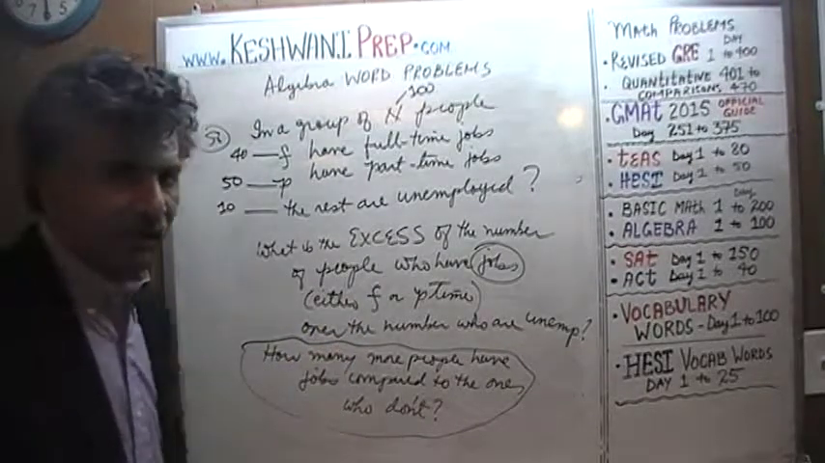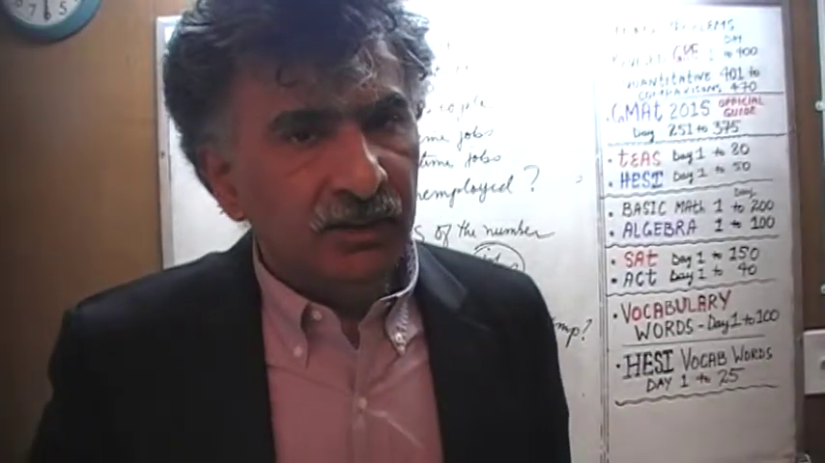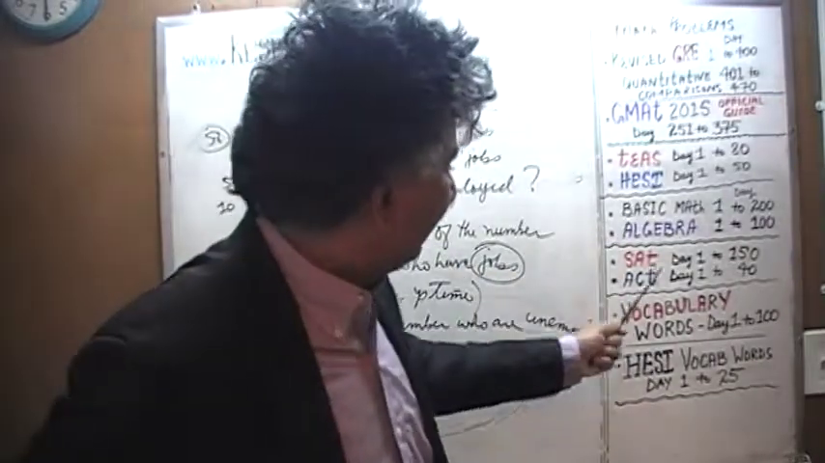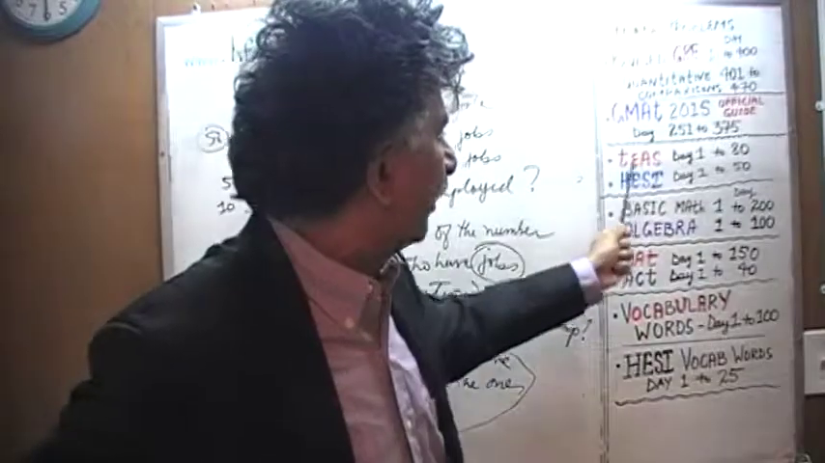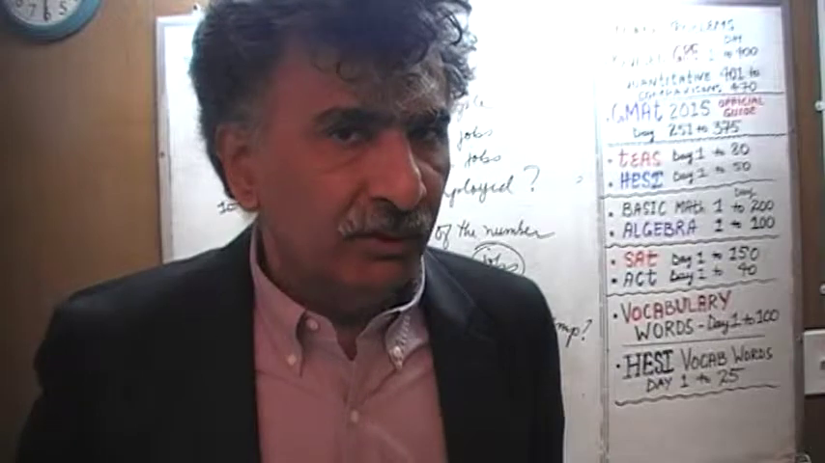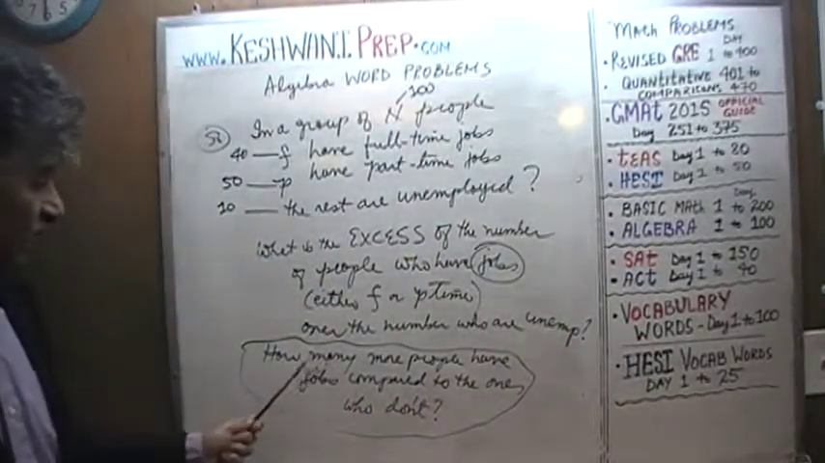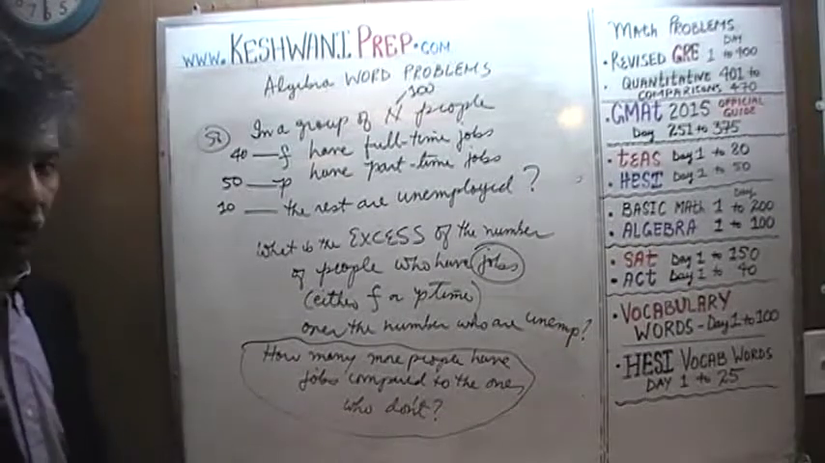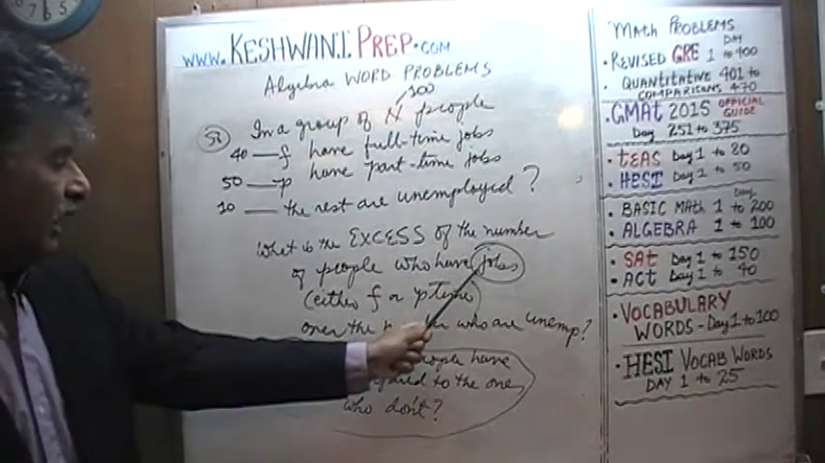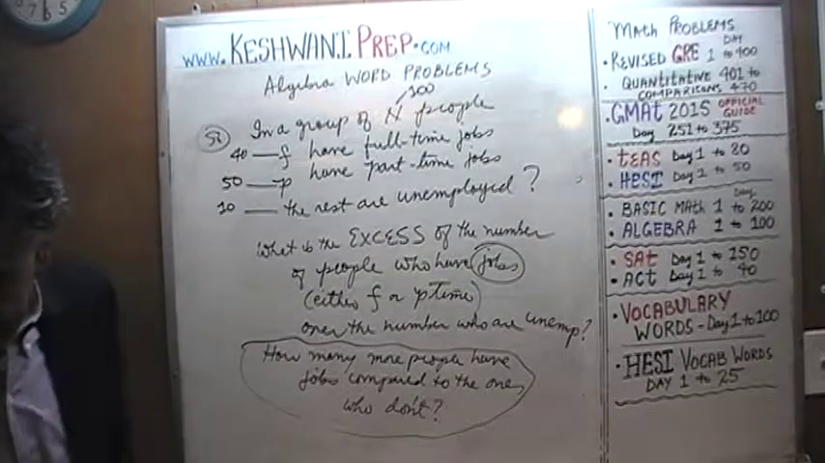As you know, the language on exams, any exam that you're taking, is usually not very friendly. It's not informal, not colloquial. It's very formal language. Whether you're preparing for SAT, GRE, GMAT, TEAS or HESI, these are all multiple choice questions, and their job is to make the questions as intimidating as possible. So instead of saying in simple terms, how many more people have jobs compared to the ones who don't, they will ask you, what is the excess of the number of people who have jobs over the number who are unemployed? Do it yourself now.